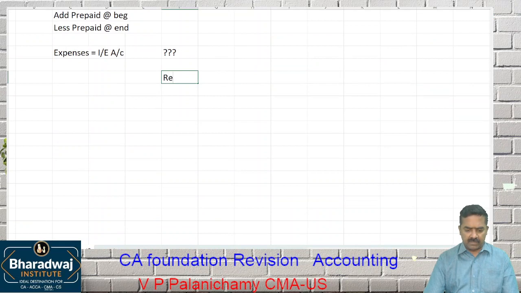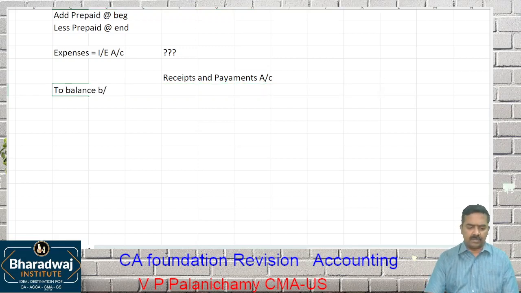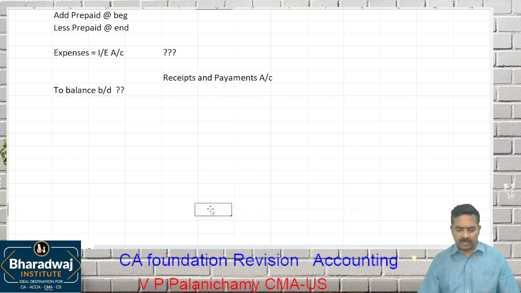So listen, when you prepare the receipts and payments account, the opening balance will be missing. It's like a balance brought down. We have to find out, which may be a normal balance or it may be an OD balance also. But what is given to us?